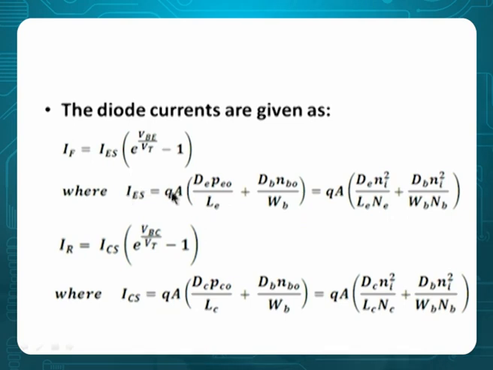And just like IES and ICS, these are the reverse saturation currents we have, and we can get two currents. These are called diode currents. Diode at the input, diode at the output. Because we are trying to understand the two diode equivalent model of a transistor.